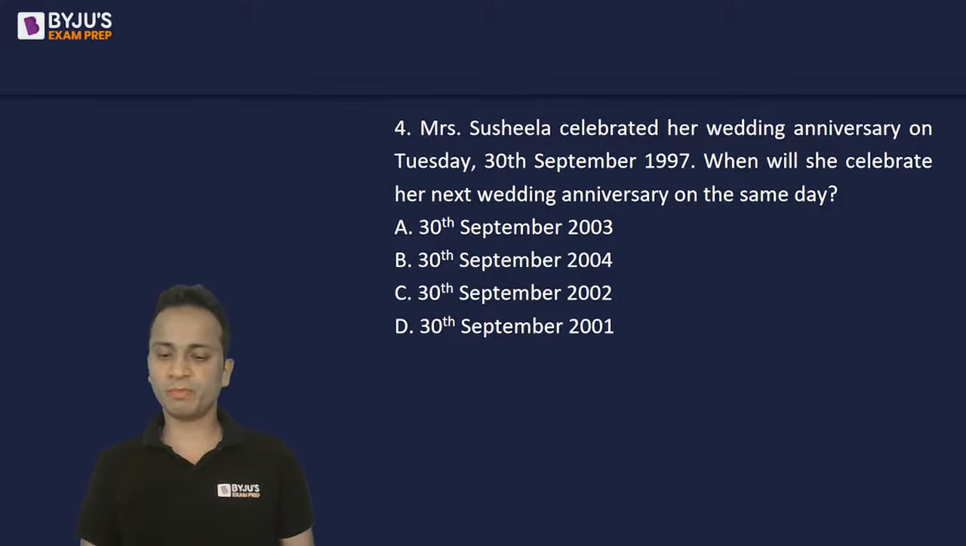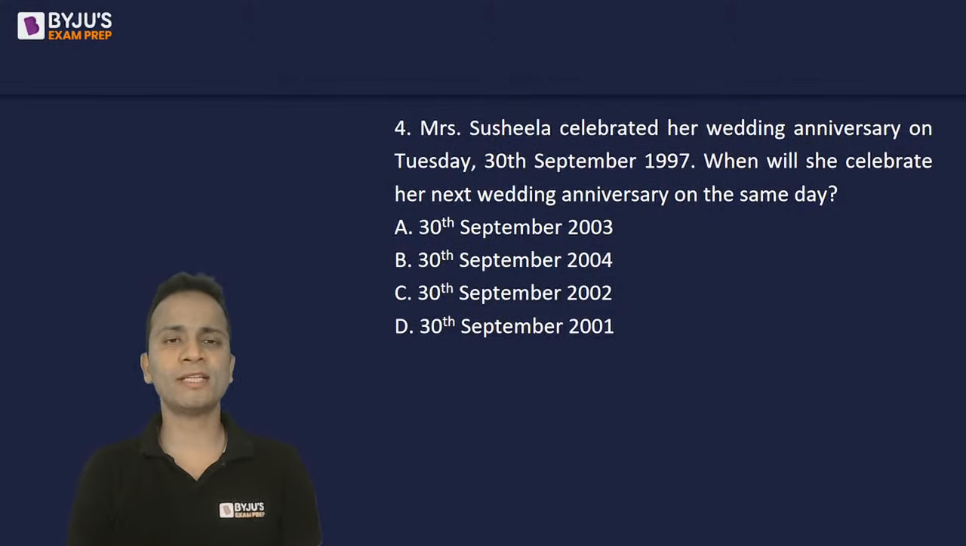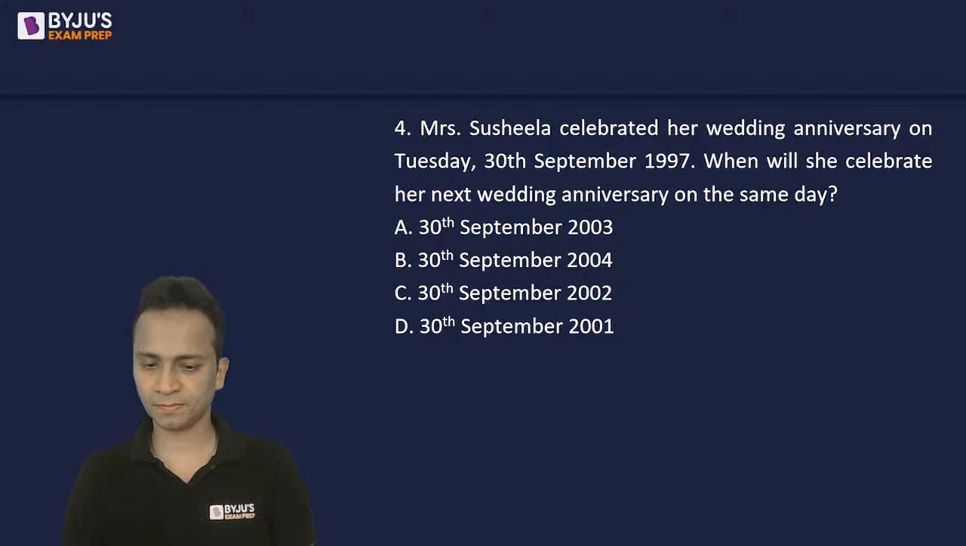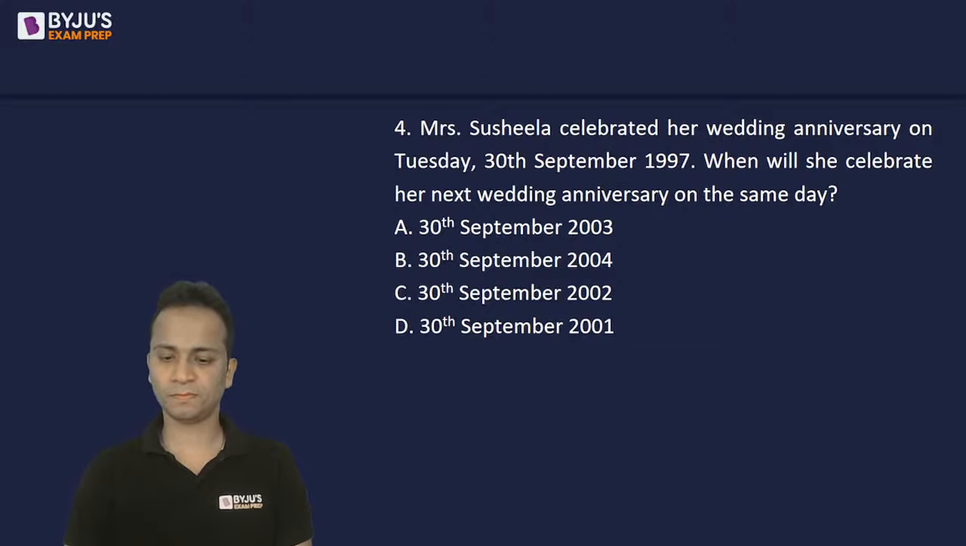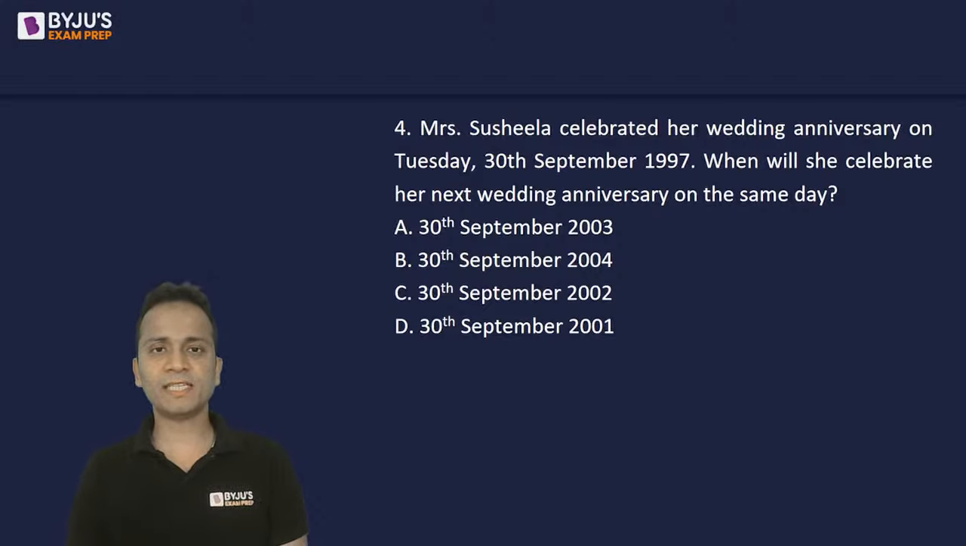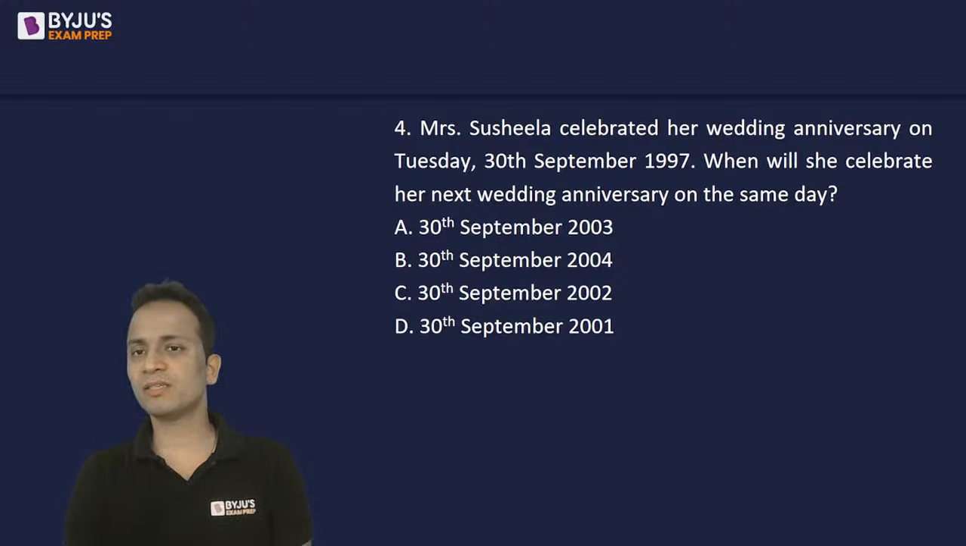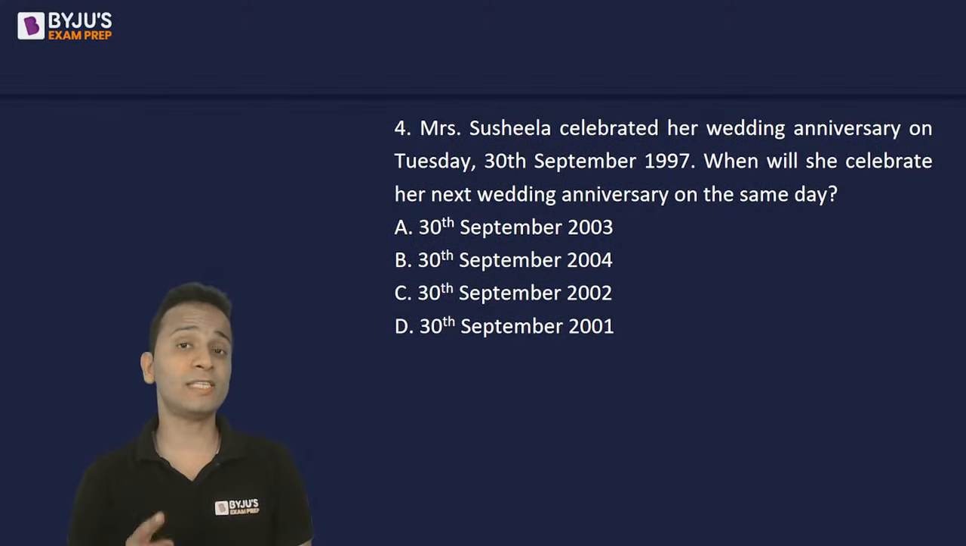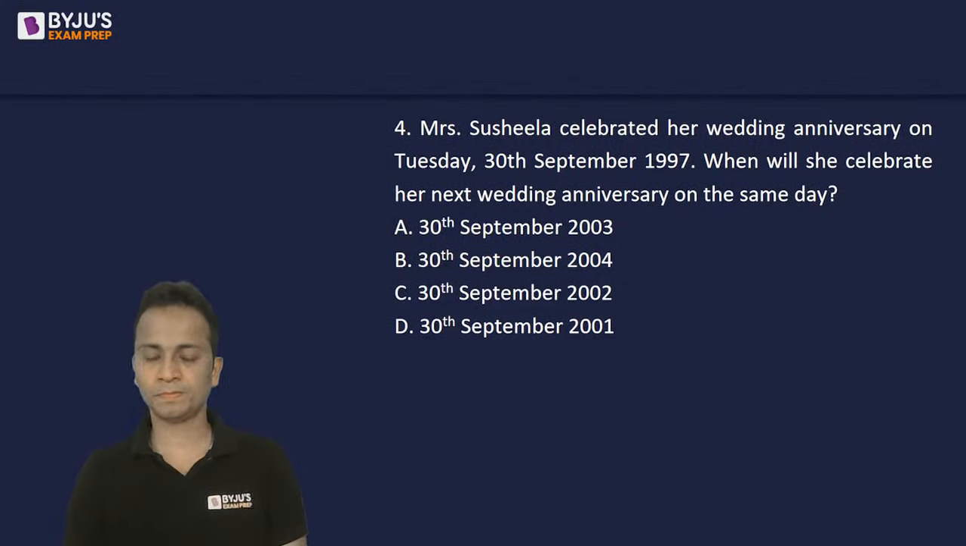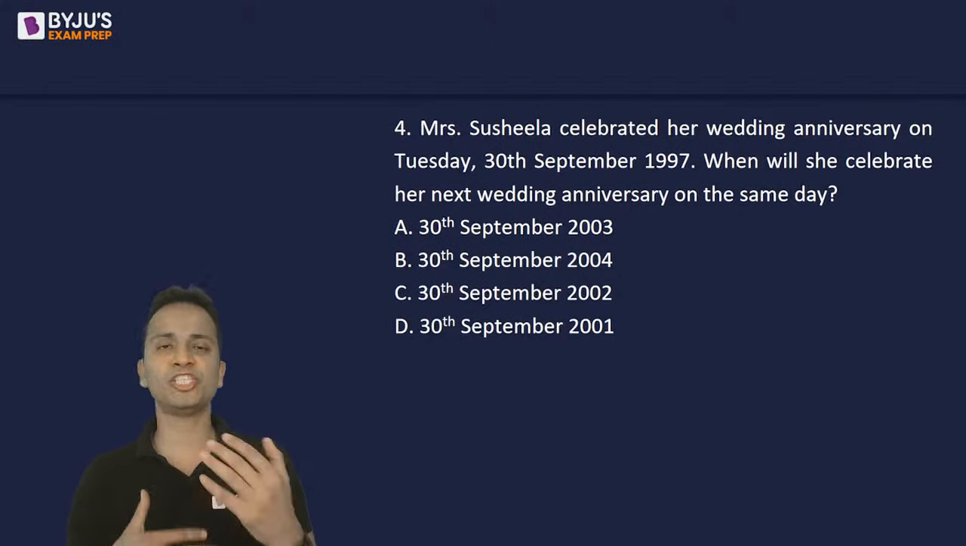Let's look at the next question, question number 4. Now, question number 4 is a very simple question on calendars. The question says that Mrs. Sushila celebrated her wedding anniversary on Tuesday, 30th September 1997. So they are saying that 30th September 1997 is a Tuesday. The question is, when will she celebrate her next wedding anniversary on the same day? So when will 30th September once again fall on a Tuesday? This is a basic concept of repetition of calendars.